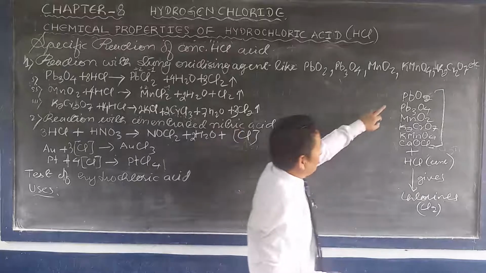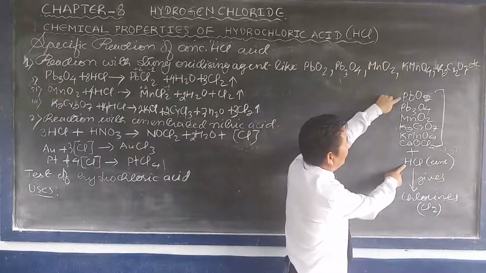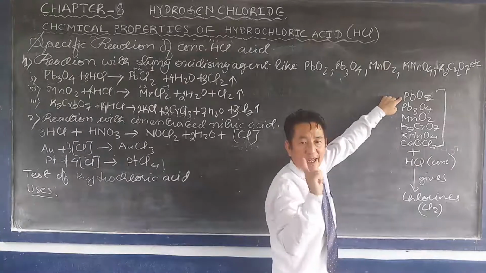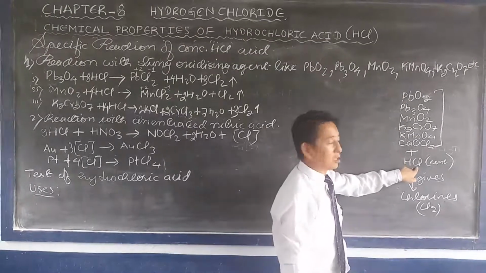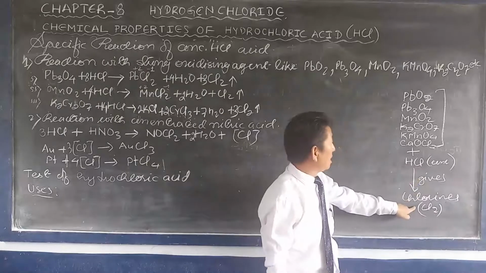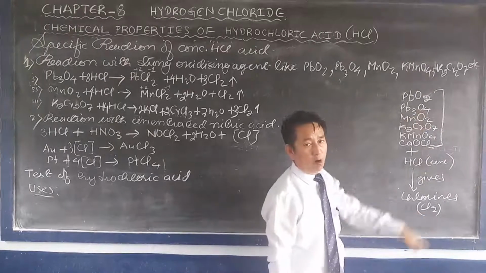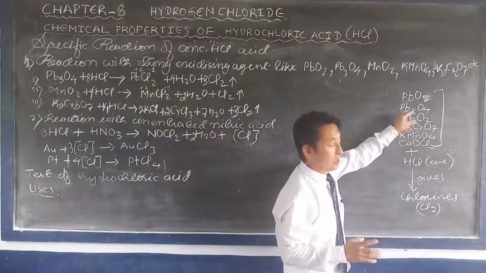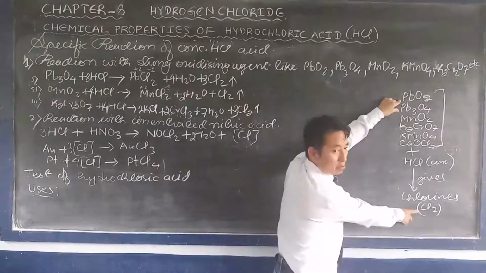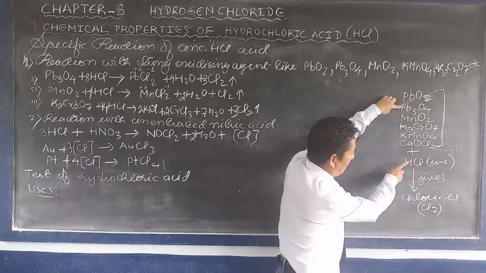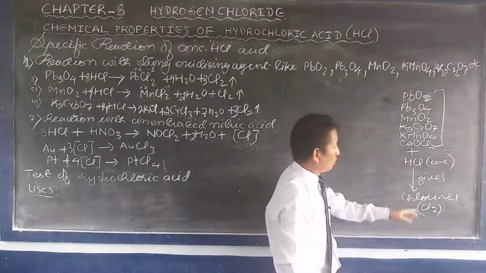Now lead dioxide, when it reacts with concentrated hydrochloric acid, here lead combines with chlorine, so we will get lead chloride. Here oxygen combines with hydrogen, water molecule, and the gas is chlorine gas. Similarly, red lead, Pb3O4, trilead tetroxide. Red lead, when it reacts with concentrated hydrochloric acid, greenish yellow chlorine gas is evolved. This lead combines with chlorine, lead chloride. This oxygen combines with hydrogen, water molecule.